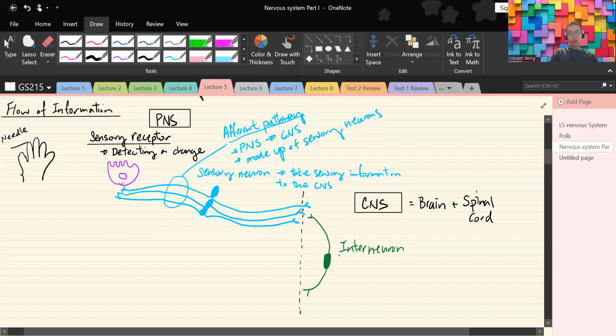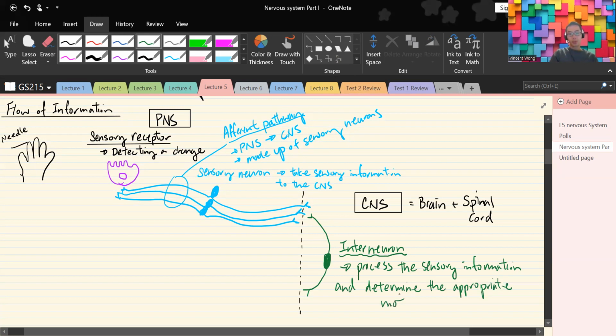And the job of the interneuron is basically processing the sensory information and determining the appropriate motor output. Okay, in other words, how are you going to respond to it, right?